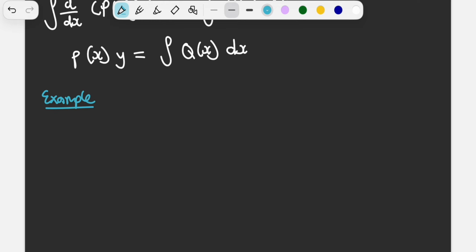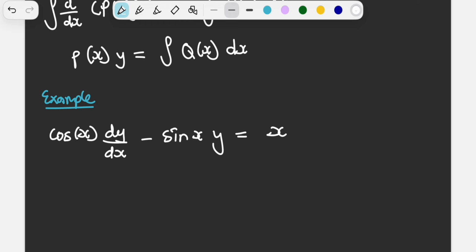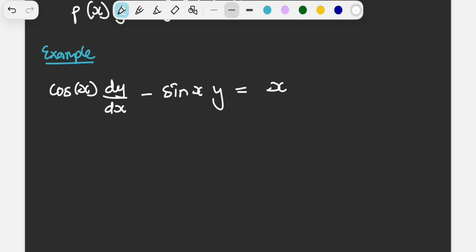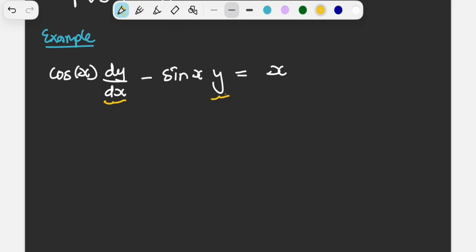So if I were to give you this example and I say, can you solve this ODE? cos x dy over dx minus sine x of y is equal to x, right? If I were to give you this example, we can easily see that, wait a minute, I have dy over dx, okay? And I have y on this side. The derivative of cos x is actually negative sine x. So this is product rule that has been applied to get this specific answer, right?